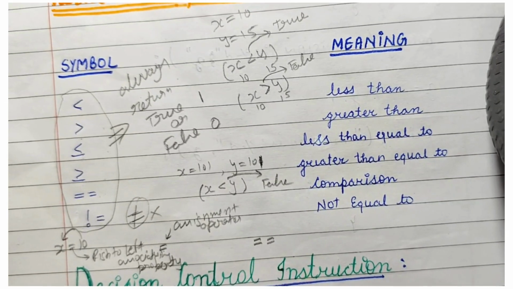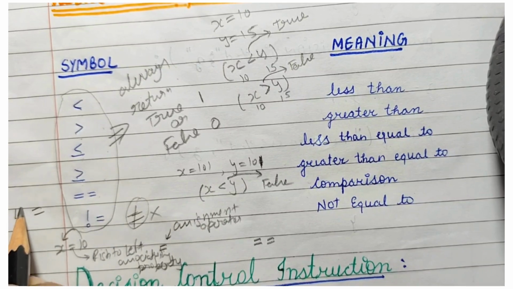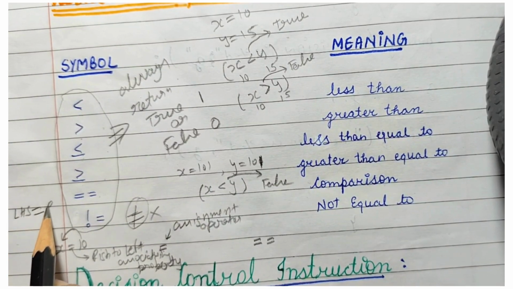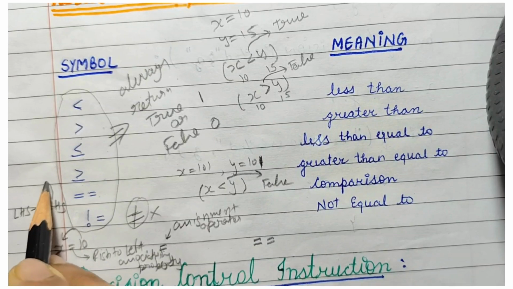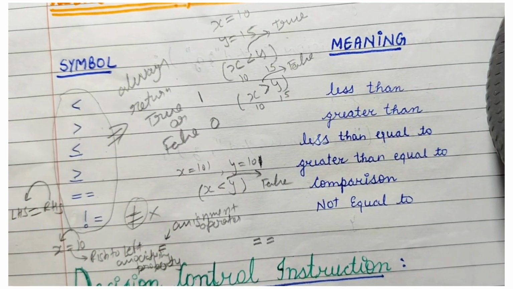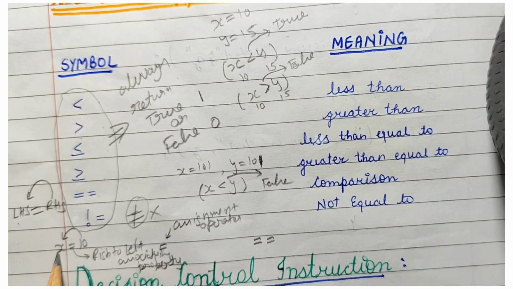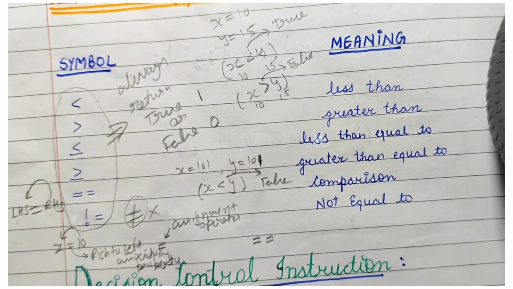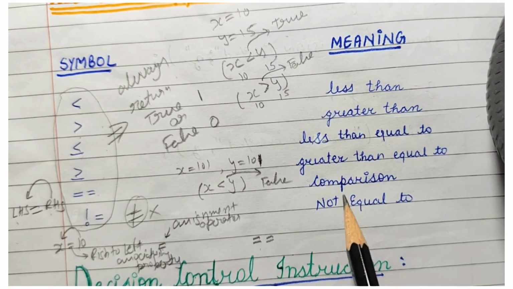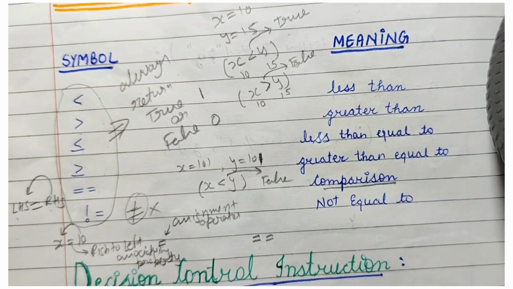Equal to has two sides. This one is the left hand side, this one is the right hand side. So the right hand side value always goes to the left hand side variable. So always use a variable name on the left hand side, and a value on the right hand side. If you go in the opposite direction, the compiler gives you an error. Now we move to double equal to, used for comparison.